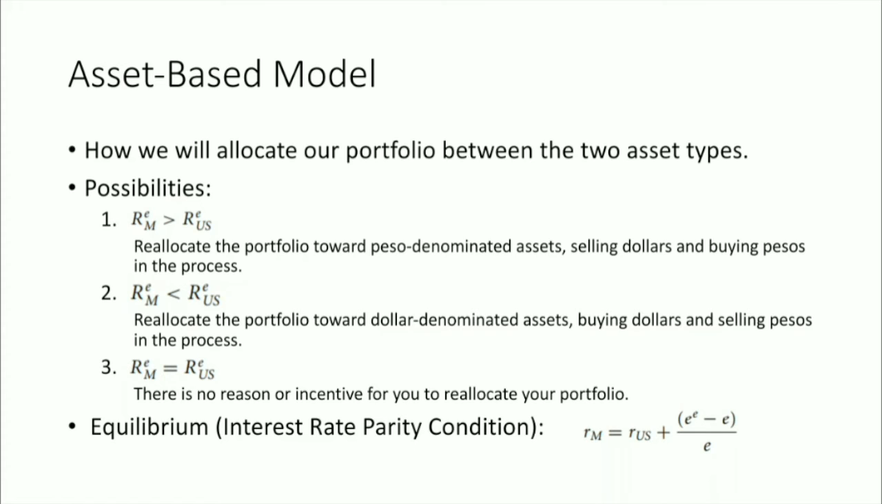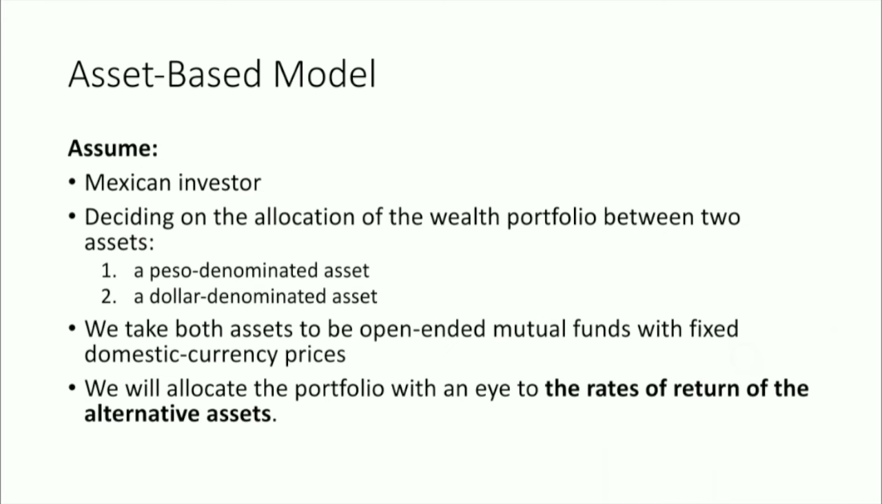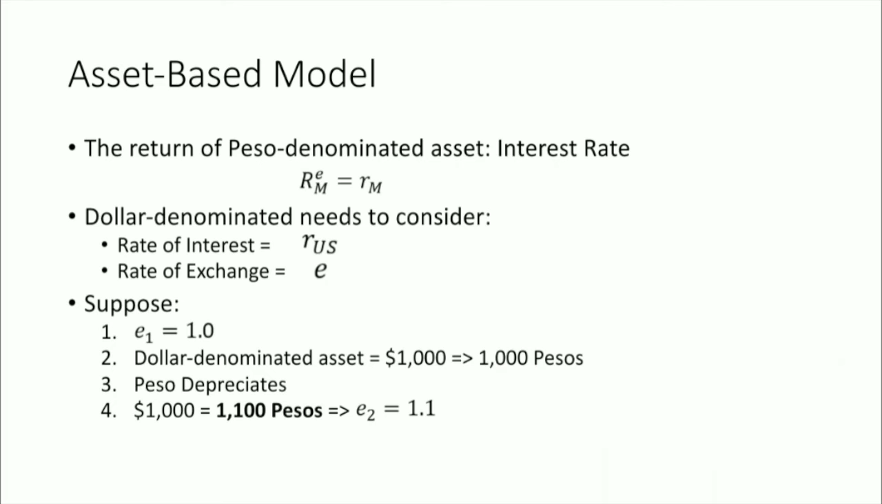And then the third one is equilibrium, which means that both of the assets are equal. If this happens, we have no reason or incentive to reallocate our portfolio. And if the equilibrium happens, this is also called the interest rate parity condition. And we also have the equation, which is derived from the previous equation from the first slide. Yeah, this one, the return of peso denominated assets.